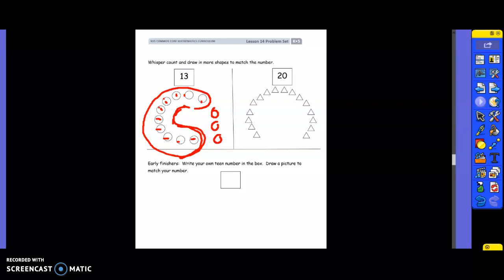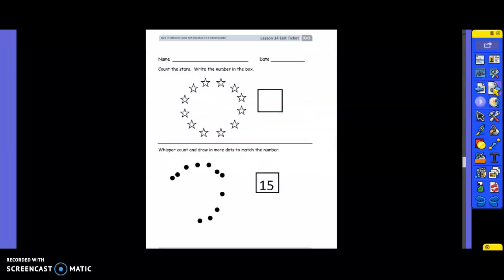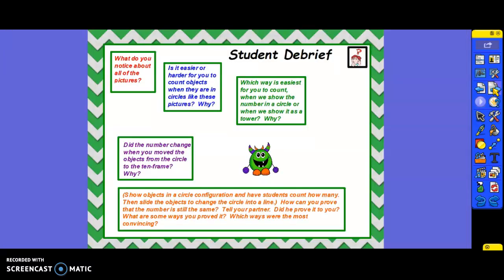Okay, for the next one, you're going to whisper count and draw in more shapes to make the number 20. And at the bottom, you're going to write your own teen number and draw a picture to match your number. So you could draw 11, 12, 13, 14, 15, 16, 17, 18, 19. Yes, draw one of your teen numbers and also draw Miss Akin a picture to match. And if you're an early finisher, if you have time, you can work on your exit ticket today.